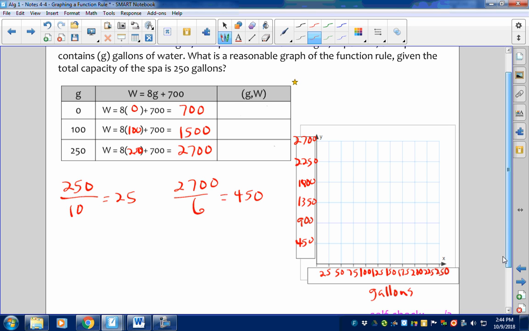So we have 0, 700. So 700 would be about right here. The next one is 100, 1500. We're estimating as best we can. You see my scale? That's why I'm saying it doesn't matter what scale you choose. You'll have a linear function. You're going to end up estimating where the points are anyways because it's such a broad gap in between each one of the grid lines here. So 250 and then 2700. So there it is.